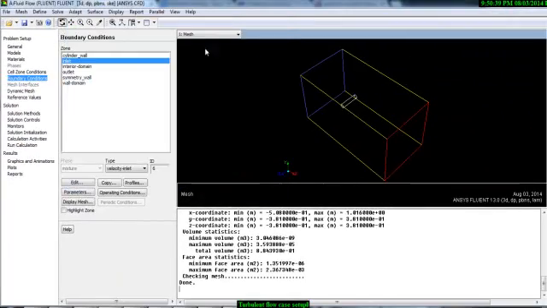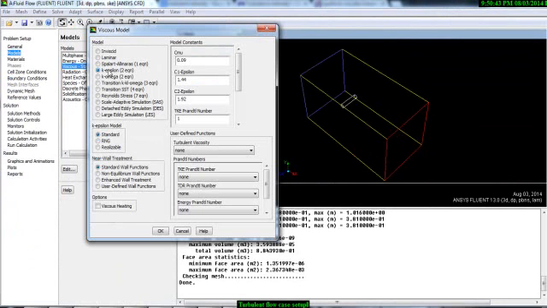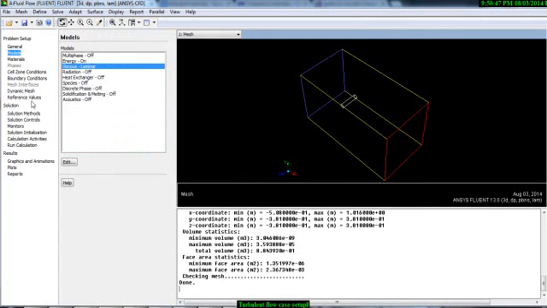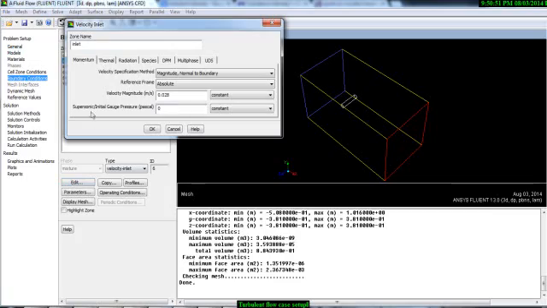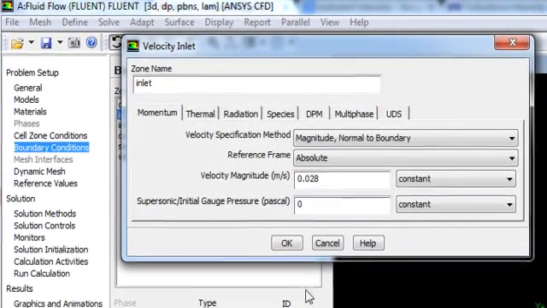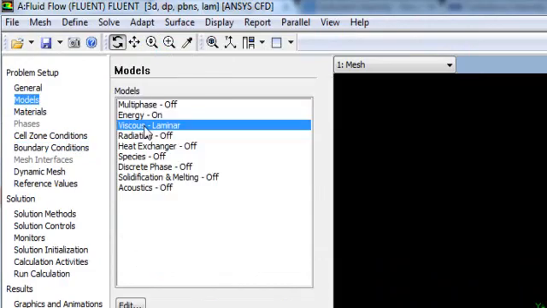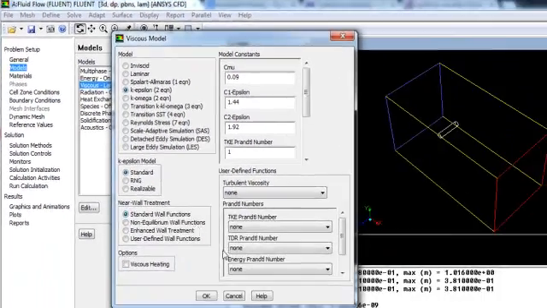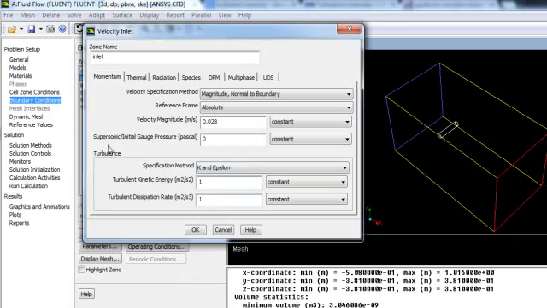For instance, if you go here to model, go to viscosity and change it from K epsilon to laminar, and OK. And if you go back to inlet boundary condition, then you will see you don't have any turbulent option. So go back to model, viscosity, K epsilon, standard wall function, OK. Go to boundary condition, go to inlet. Now you have the turbulence option.